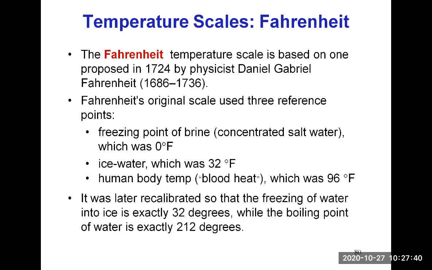So this scale was later recalibrated so that the freezing of water into ice is exactly 32 degrees, while the boiling point of water is exactly 212 degrees. So it's now using the boiling point of pure water and the freezing point of pure water. And because of that, the human body temperature is normally 98.6 degrees Fahrenheit for a normal body temperature.